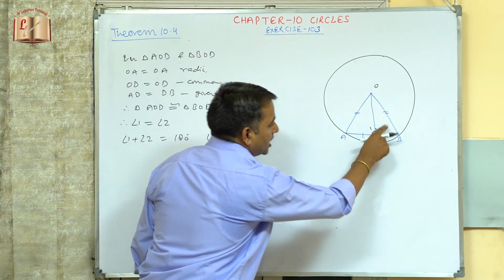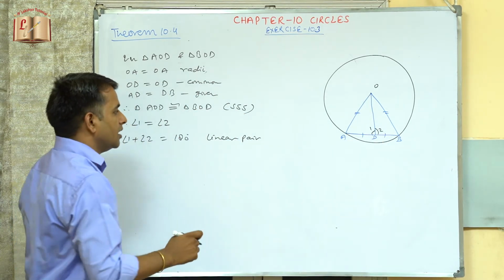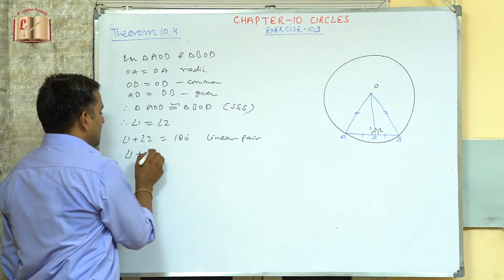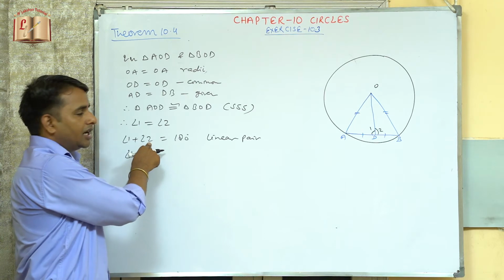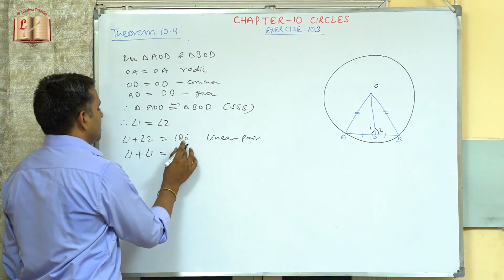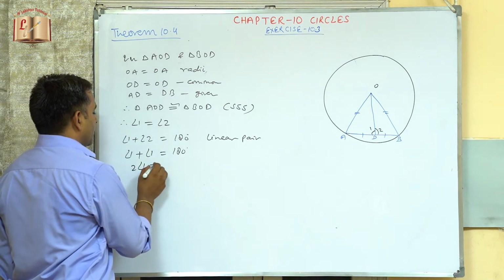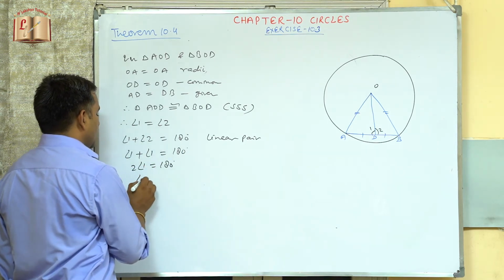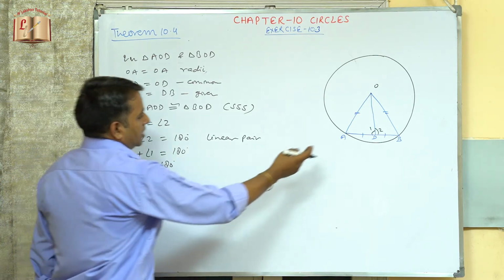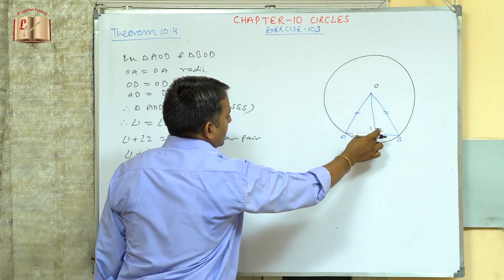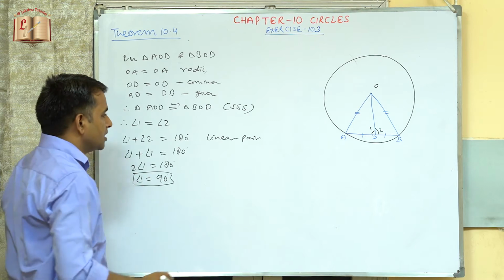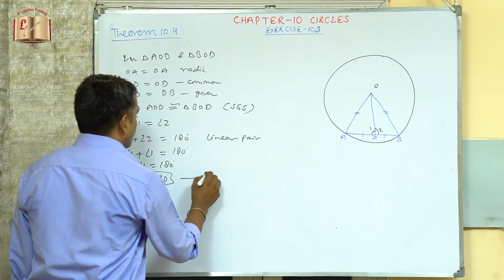Angle 1 plus angle 2 will be 180 degrees, linear pair, and 1 and 2 both are equal. So I can write angle 1 plus angle 1, in place of angle 2 we can write angle 1 because both are equal. So this equals 180 degrees. Now twice of angle 1 equals 180 degrees, therefore angle 1 is equal to 90 degrees. So this is proved that the line from the center of the circle will be the perpendicular bisector of this chord. So this is now proved.